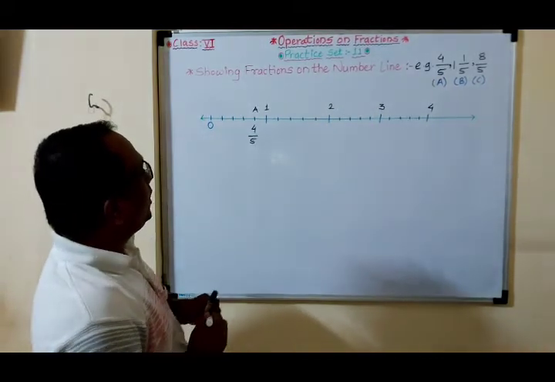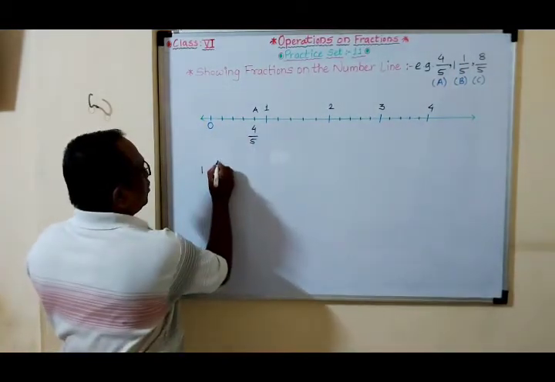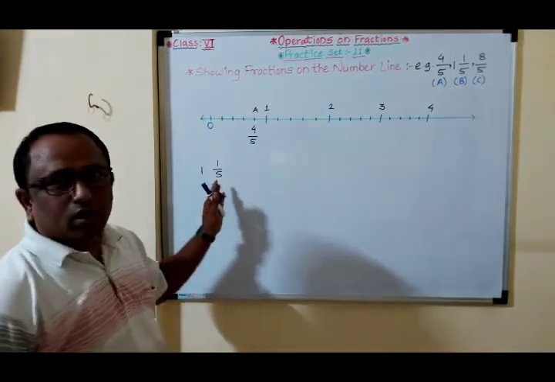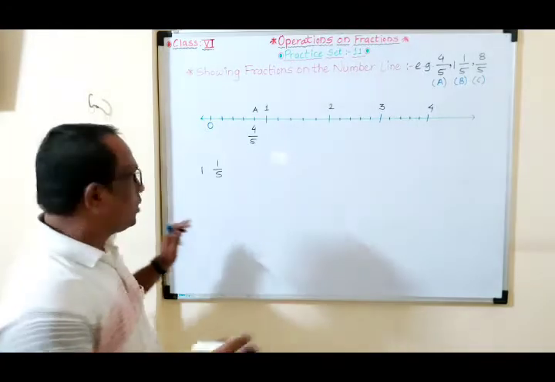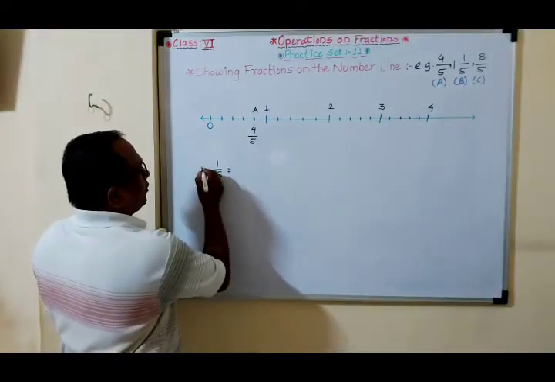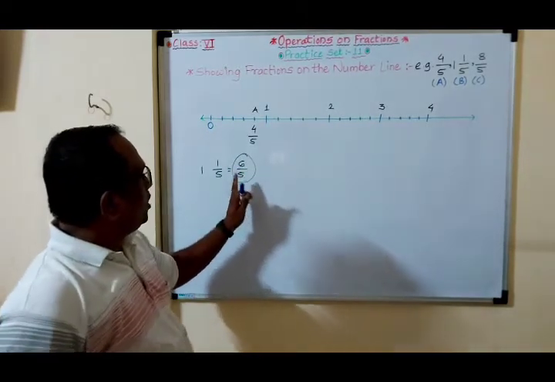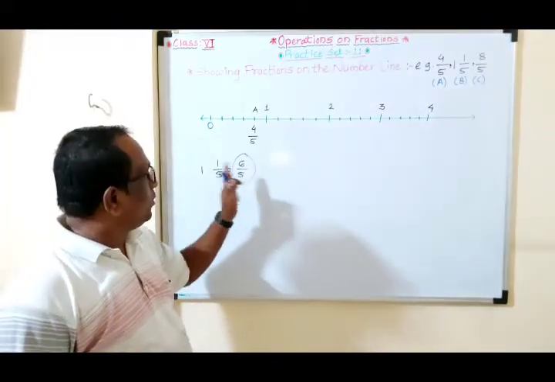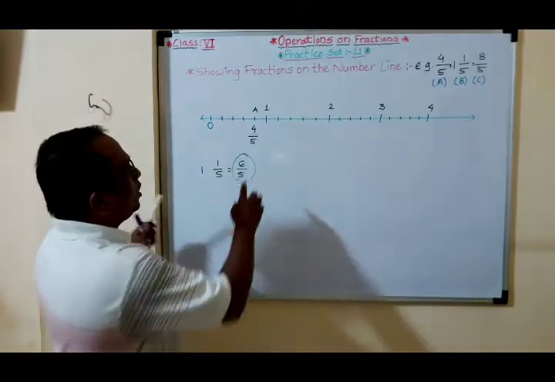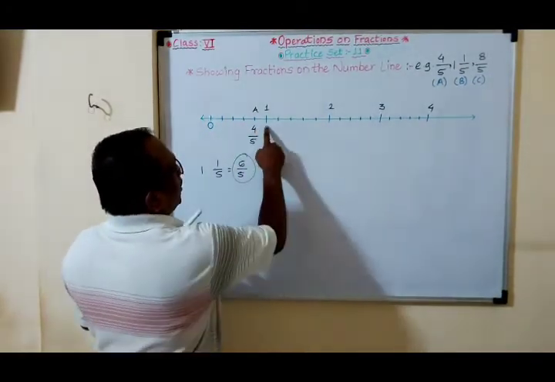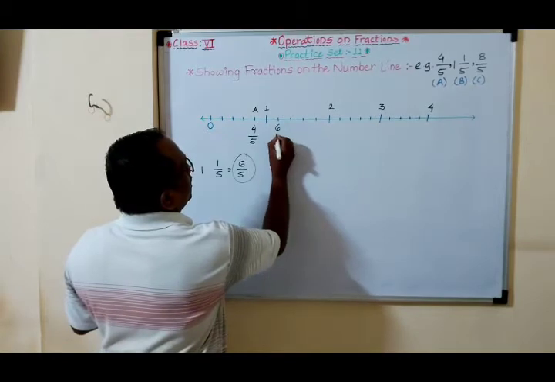Then students, here is a mixed number, 1 whole 1 upon 5. You can convert this into an improper fraction, otherwise we can display it directly, so two ways are there. 5 ones are 5 plus 1 is 6 upon 5. This mixed number we converted into an improper fraction, so now we got the fraction 6 upon 5. So 4 upon 5, this is 5 upon 5, and here 6 upon 5.